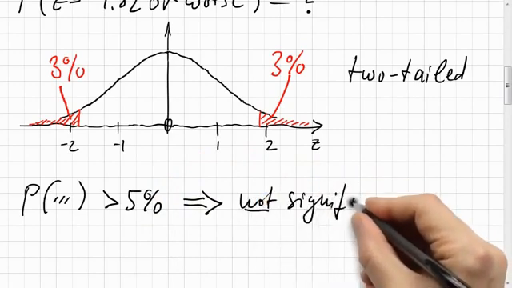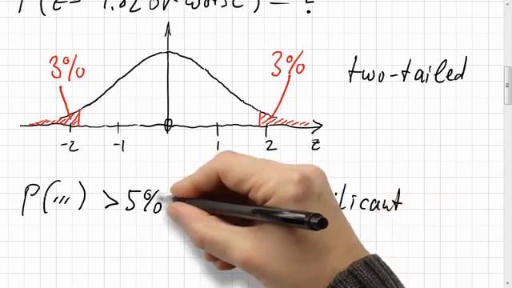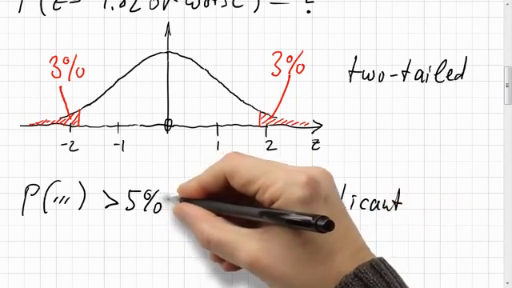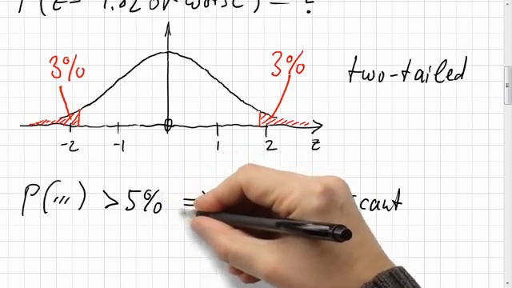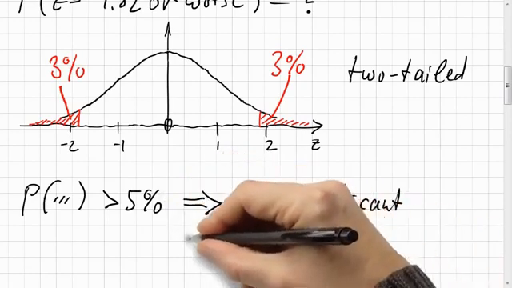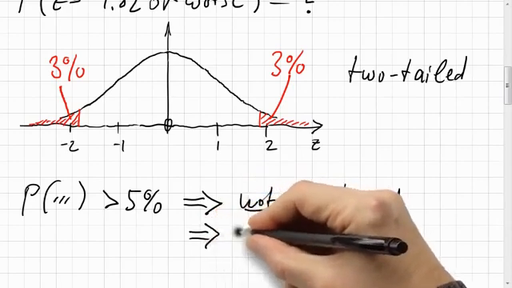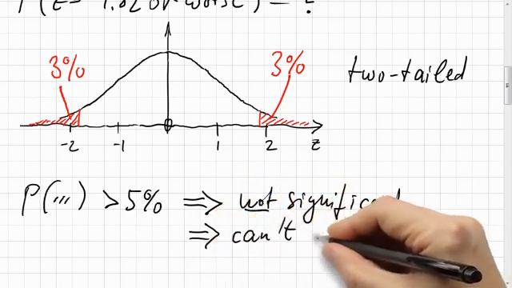It's something that we could expect. Its probability is above 5%. It's not a rare case. It's something that would very well happen if the hypothesis is true. Because it's not significant, we can't use this to reject the hypothesis.